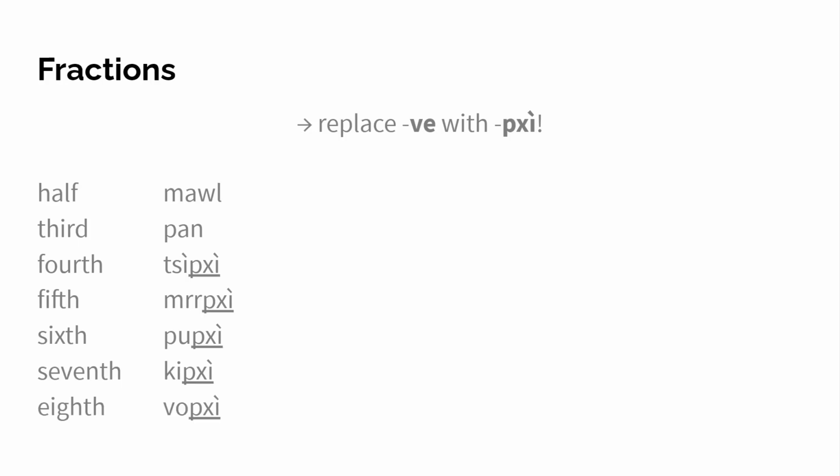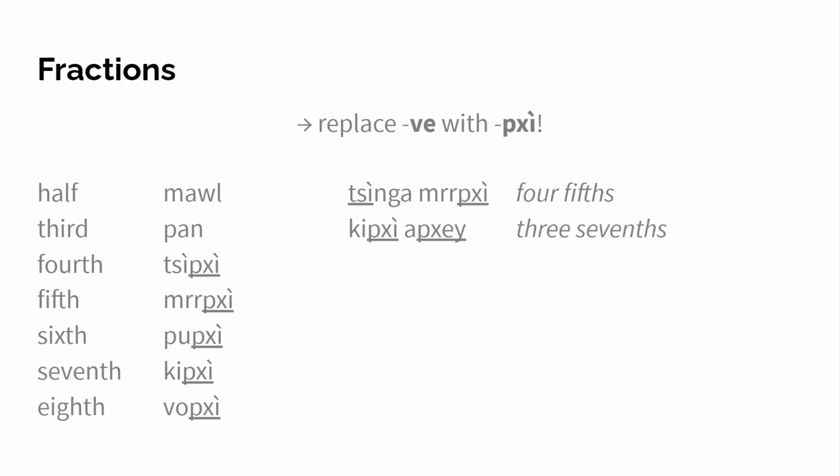Note that the stress here shifts to the pe suffix. And we can also build higher fractions, so stuff like 2/4 or something, by just adding an adjective to it. So tsinga mrpe would be 4/5, because tsing is 4, tsinga mrpe 4/5. Keep e up a 3/7.